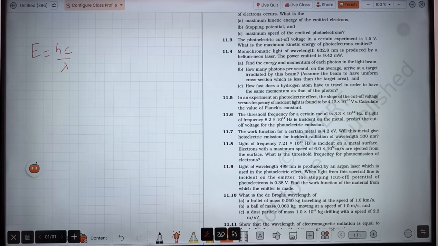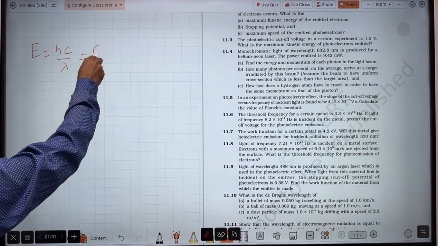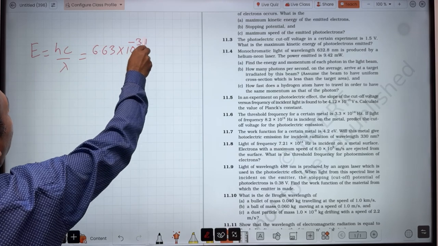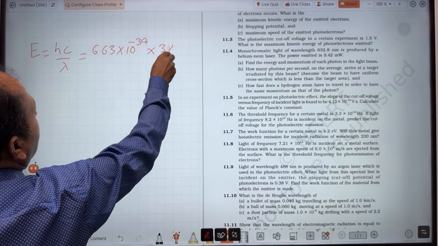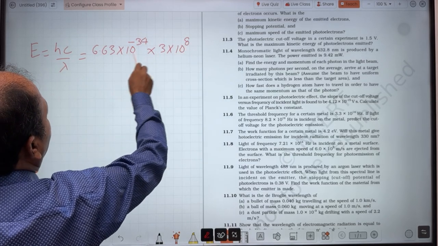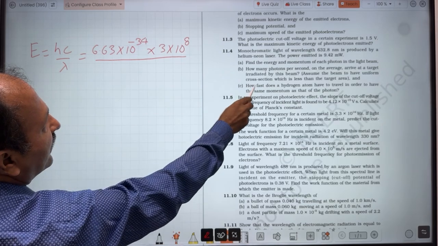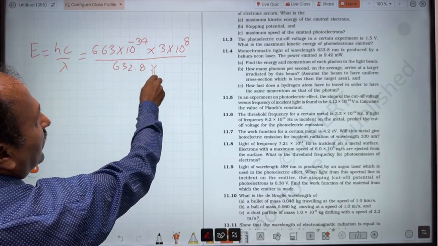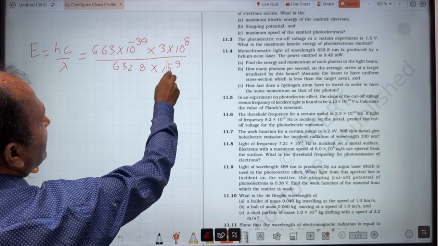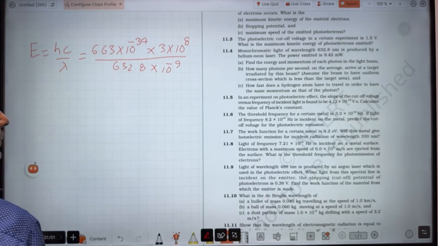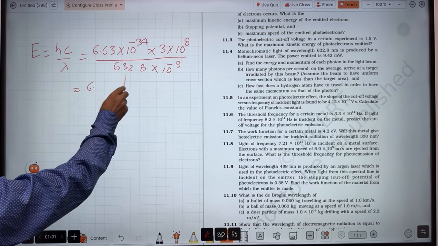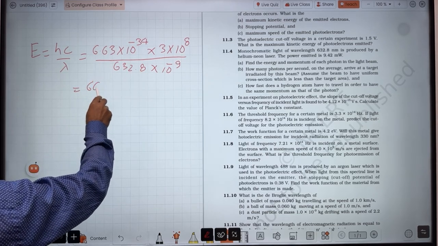In our question, wavelength is given, right? So h is 6.63 into 10 power minus 34 times 3 into 10 power 8 divided by lambda, which is given as 632.8 into 10 to the power minus 9. Right. Now we can evaluate it. We can remove decimal places.